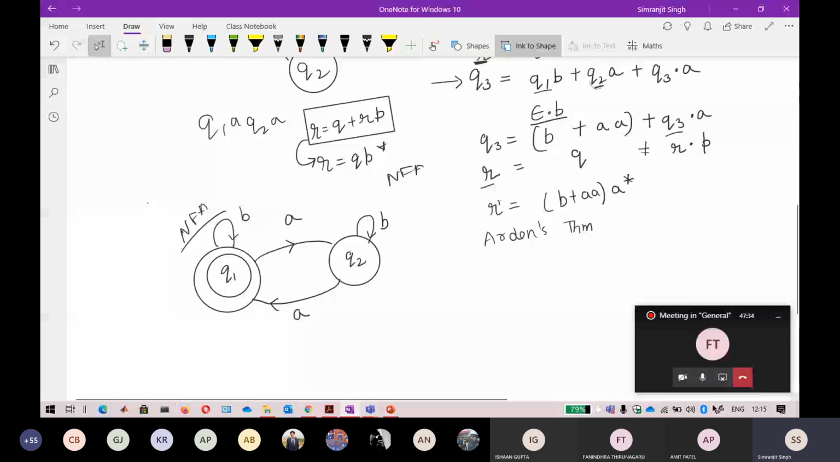Okay, so again I will give you a hint on Q2 also. You can apply Arden's theorem. If you clearly look at it on Q2, you will also be able to apply it.